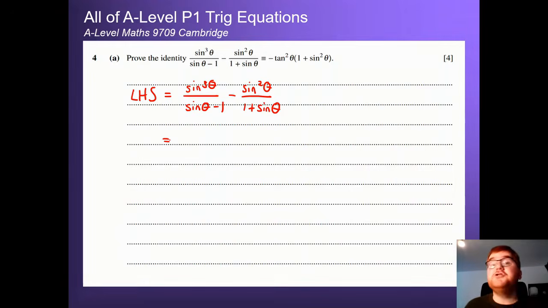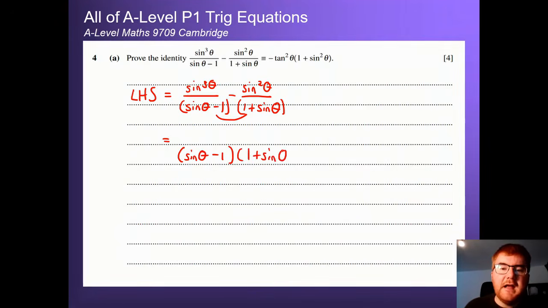And generally the approach, just like we took before here, is we like to create one big fraction, and the easiest way to do that is to multiply these two denominators to get a common denominator. So our denominator at the bottom is going to be sine theta minus 1, brackets 1 plus sine theta. And the way that we work out our numerators here is just doing this times this and this times this. So we get sine cubed theta, brackets 1 plus sine theta. And make sure you've got the minus in there.